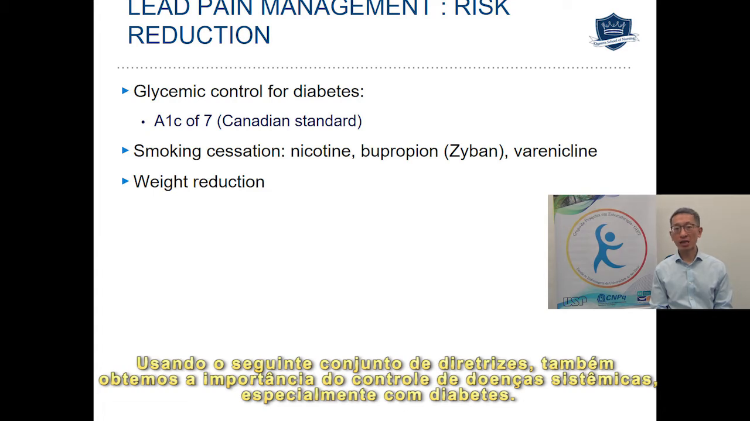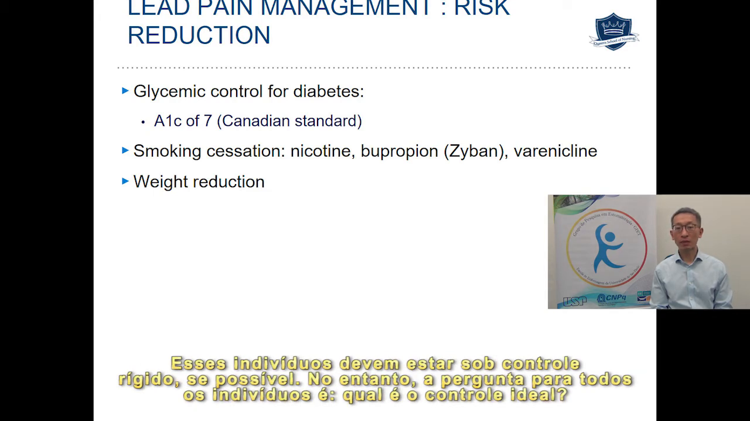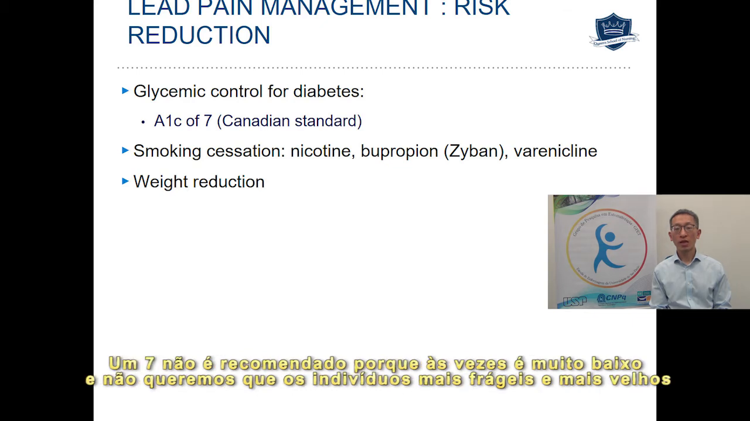So the next set of guidelines, we also look at the importance of systemic disease control, especially with diabetes. The A1C should be under tight control if possible. But the question is, for older individuals, what is optimal control?